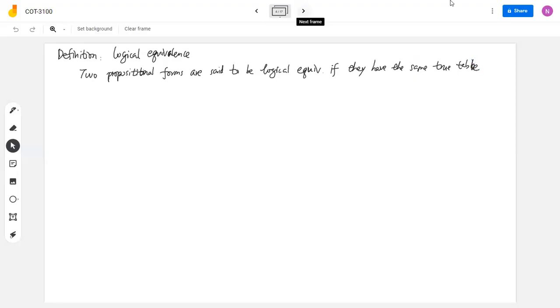Okay, and this is very important because sometimes you have a very complicated logical expression, and maybe this logical expression can be simplified to a very simple one. And you want to show that these two are equivalent. How can you show that? You just simply show that they have the same truth table. Let me give you an example.